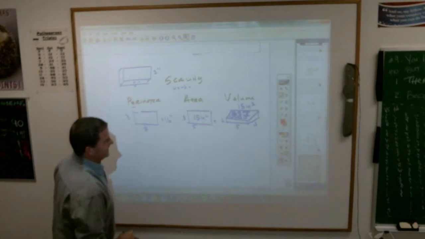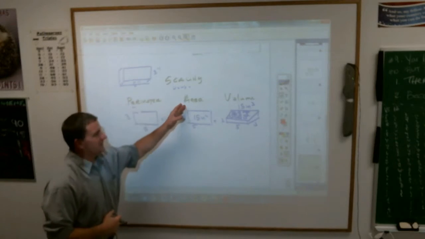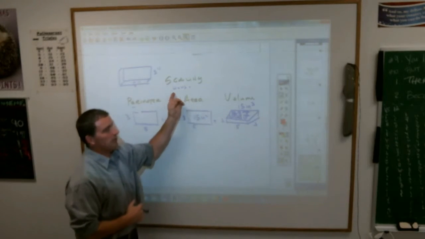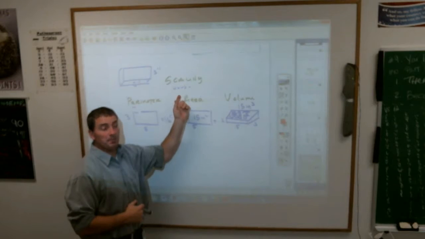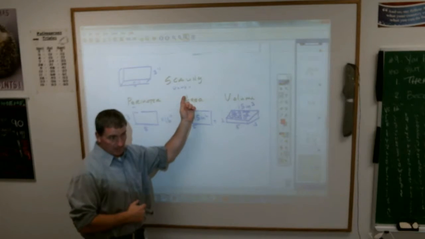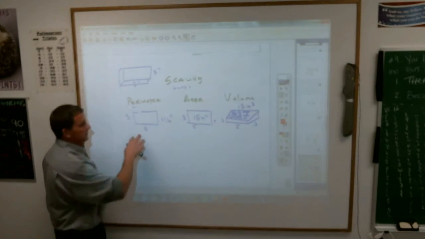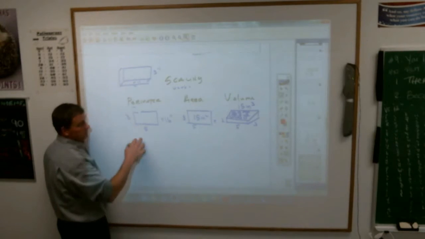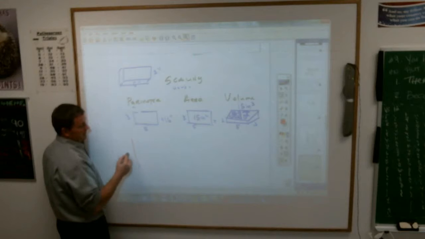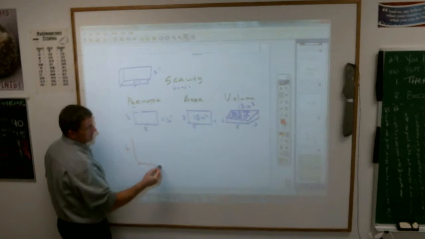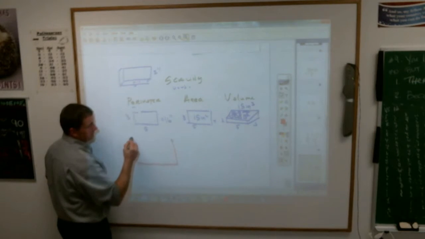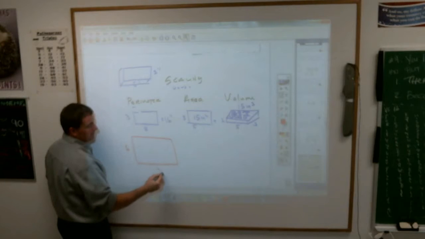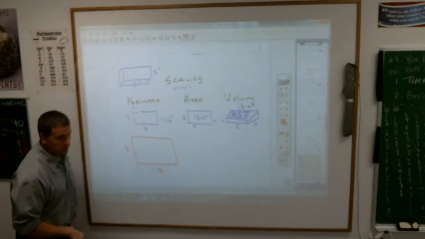Now, what we're looking at is what happens to these 3 different measurements if I double that pizza, if I double the dimensions of that pizza. Okay? So if this pizza is no longer 3 by 5, but I double each one of those, it is now what? 6 by 10, correct? Stop me there if I'm wrong. I'm doubling the pizza.